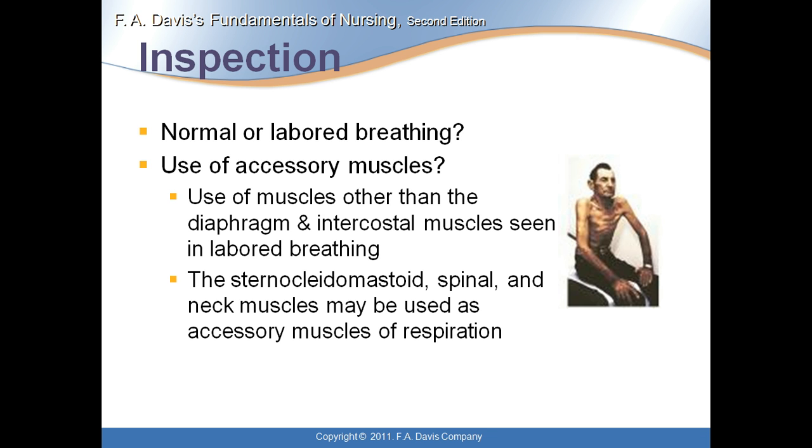So for inspection, you're going to check whether or not they have normal or labored breathing. You also check to see if they have to use their accessory muscles in order to breathe. For this gentleman in this picture, he's so thin and it looks like he's had respiratory issues for a very long time. The normal muscles tend to wear out and get tired, so you have to start using other muscles. So use of muscles other than the diaphragm and intercostal muscles is seen in labored breathing. The sternocleidomastoid, the spinal and the neck muscles have to take over to help this gentleman breathe.